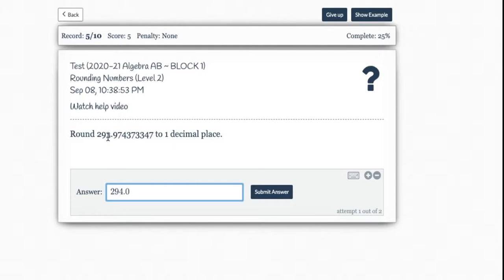294.0. So instead of 3.9, it's 4.0. We still have that 1 decimal place. That's why we have the 0. Otherwise, normally we would drop that 0.